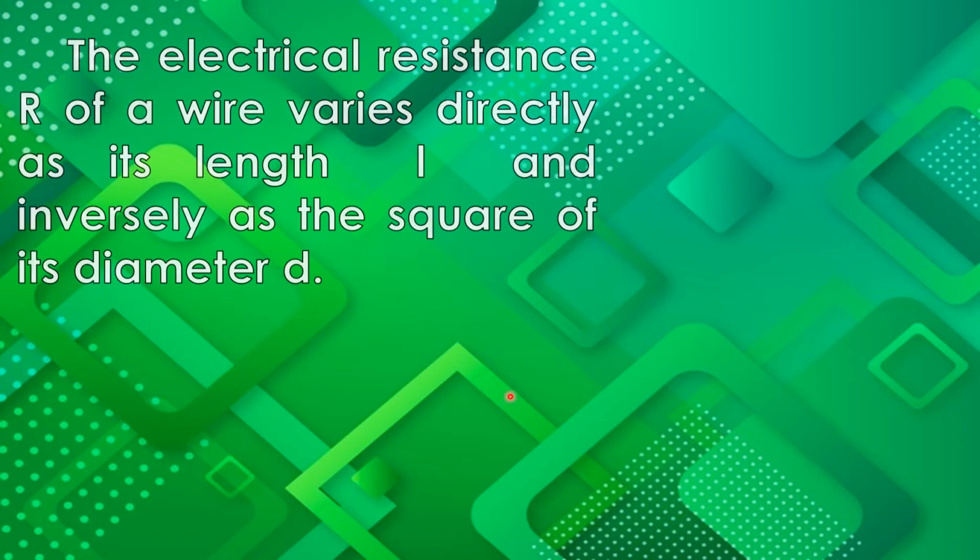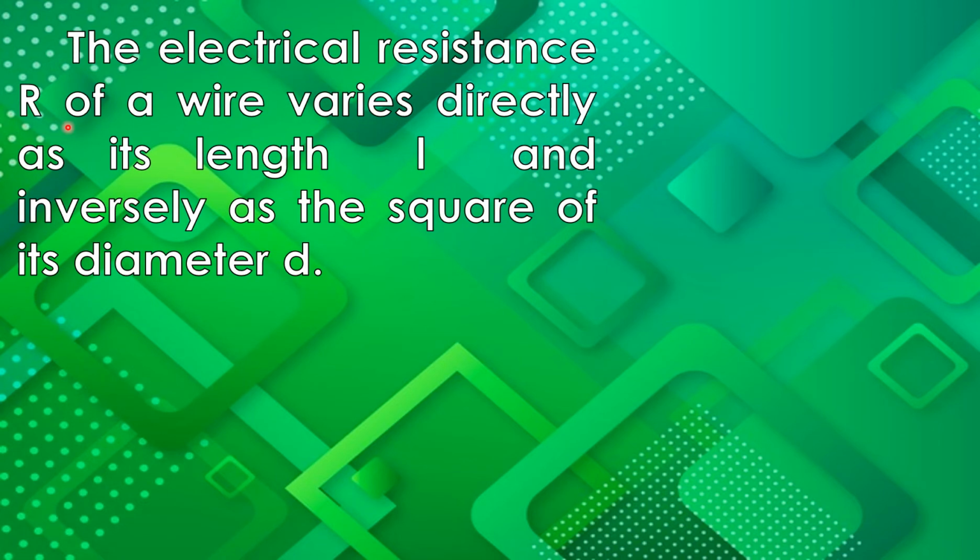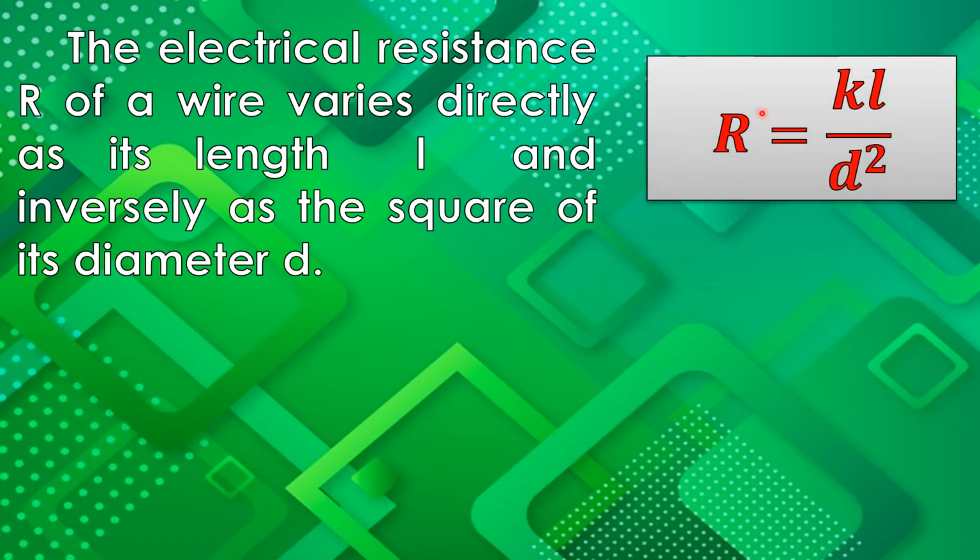Example, the electrical resistance R of a wire varies directly as its length L and inversely as the square of its diameter D. So from that, lagay lang natin R varies directly, ibig sabihin KL sa length daw, and inversely as the square of diameter D. Kaya siya naging D squared. Inversely siya, kaya siya nasa ilalim.